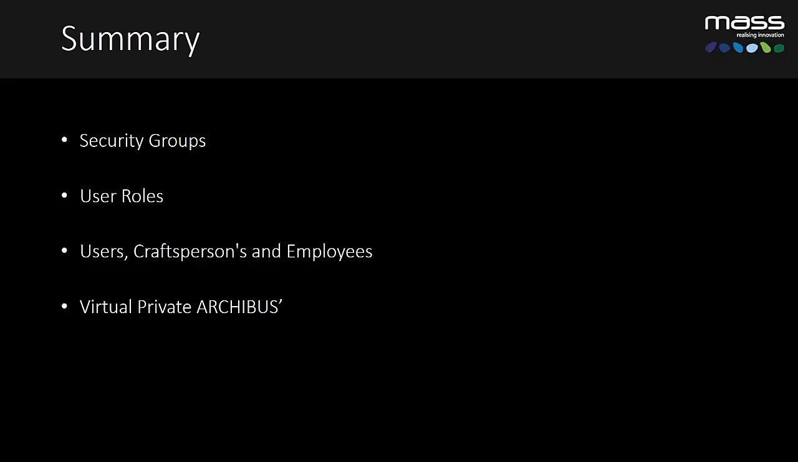Quite importantly, we've covered how in 23.1 we can define all user, craftsperson, and employee records from one view within the Define Craftsperson view. We have talked about Virtual Private Archibus views, or VPAs for short, and how they can be used either against the user or against the role to restrict data so that it's only viewed by those who need to see it. For example, craftspersons who work in only one particular building: using VPAs you restrict their views so they will only ever see the work that could possibly apply to their building or site.